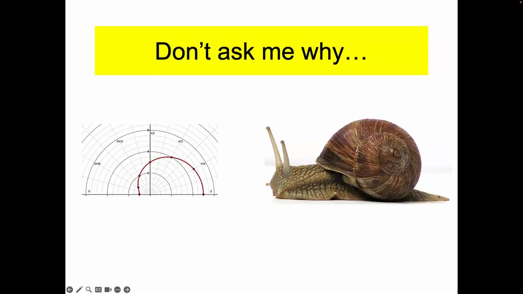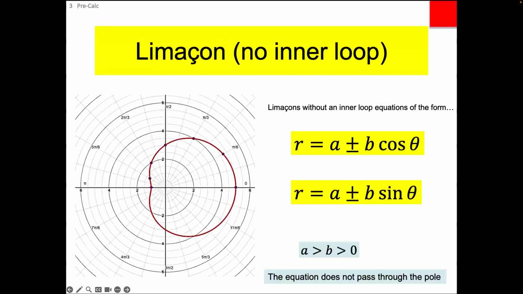The word for snail in French is escargot, which is the edible one. Not all snails are edible. Escargot is edible snail in French. But the word for snail, I think what I said yesterday, is my favorite word, right? It's this one right here. Say it. Limaçon. Okay, so limaçons come in 2 flavors.